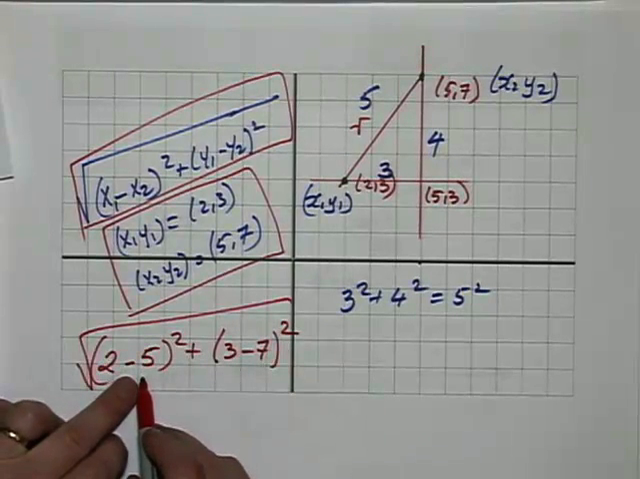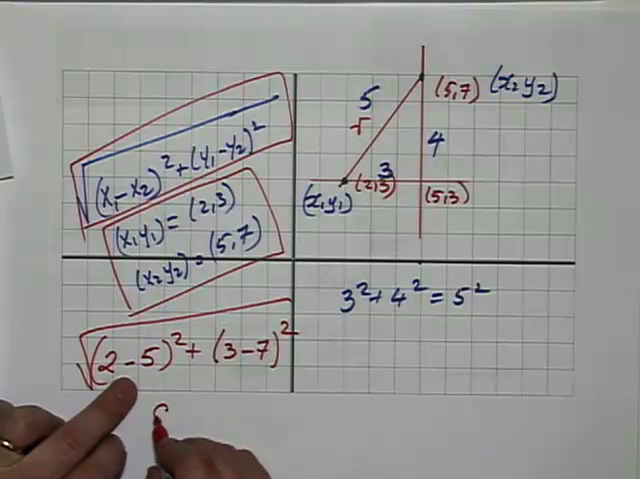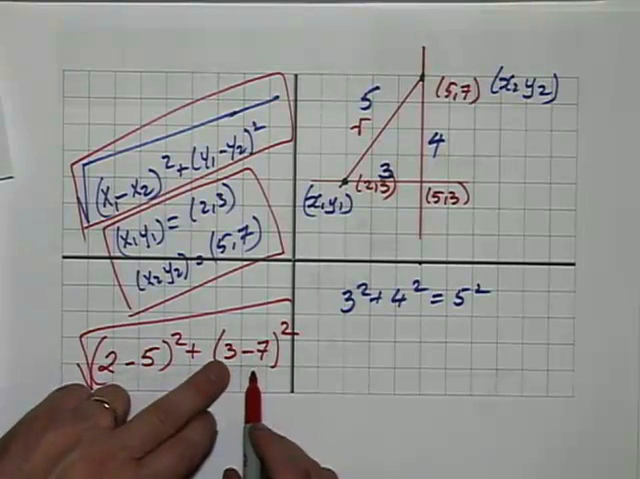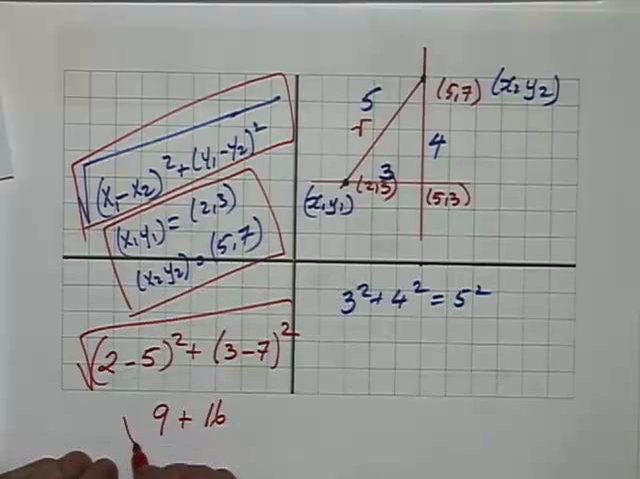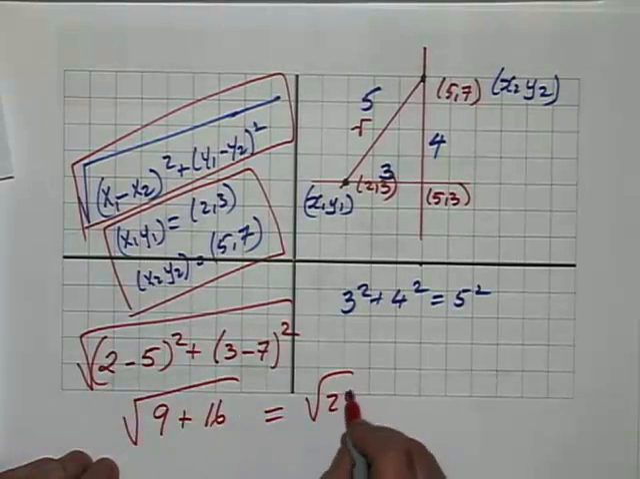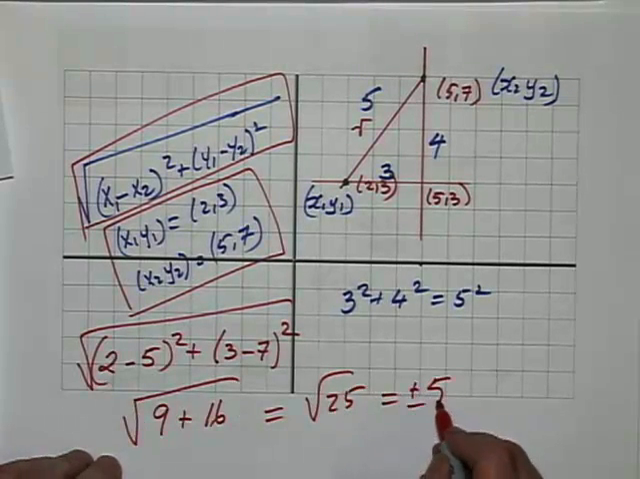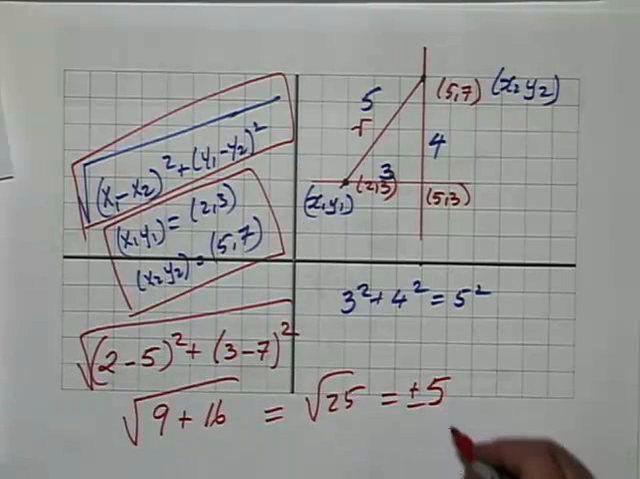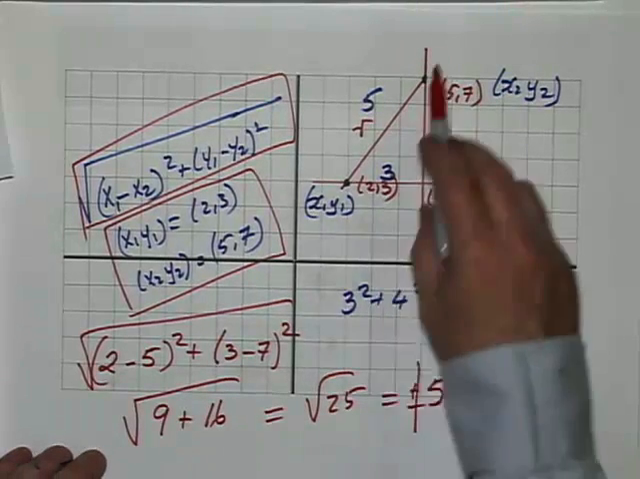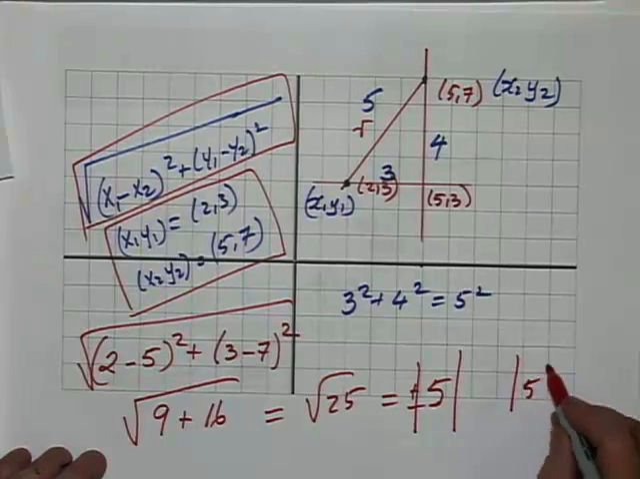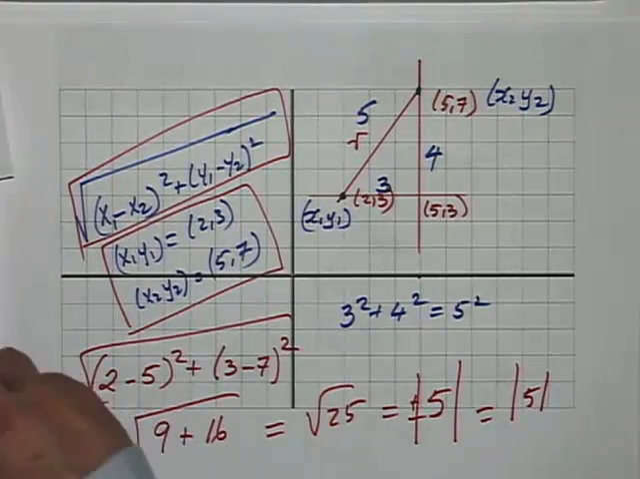2 minus 5 is minus 3. Minus 3 by minus 3 is 9. 3 minus 7 is minus 4. Minus 4 squared is 16. That's the square root of 25. That's 5. And while you might have plus or minus 5 on it, it's always going to be positive because we're looking at a distance. So it's the absolute value. It's 5.